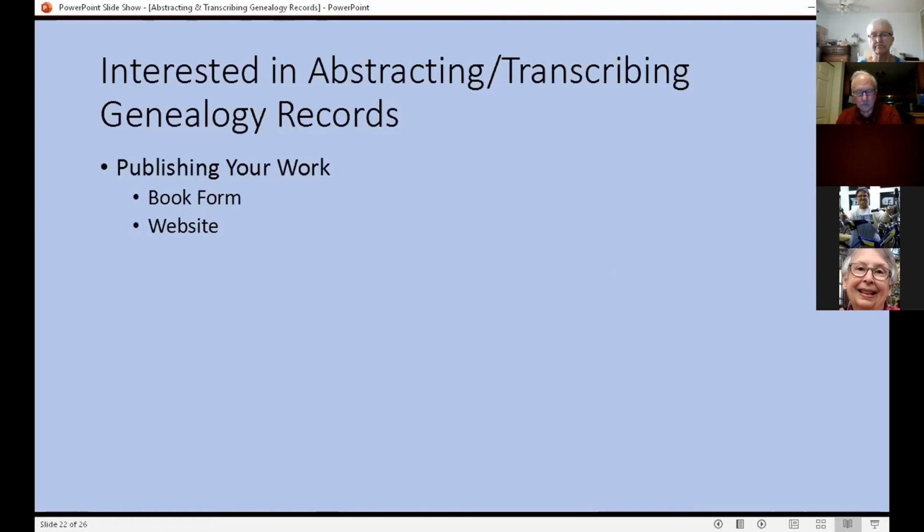So if you're looking for something extra to do, this is the type of work that may be beneficial for those of you that are interested in doing this type of abstracting or transcribing.